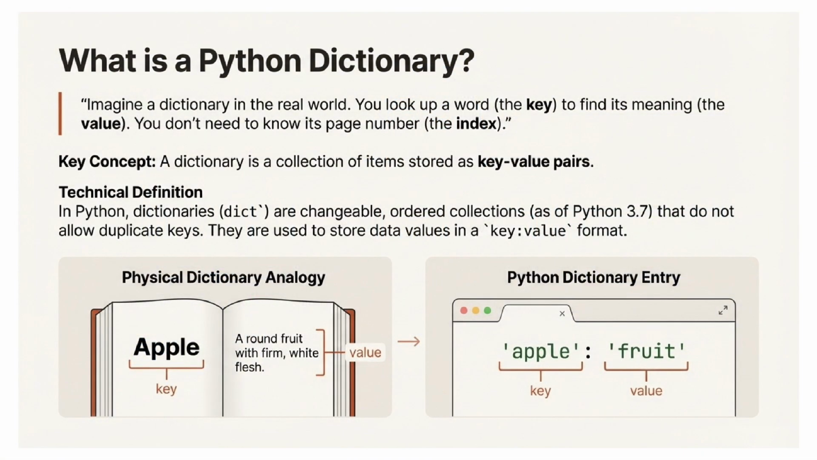Technically, Python dictionaries are mutable, ordered collections that do not allow duplicate keys. This makes them ideal for representing real-world relationships such as names and ages, product IDs and prices, or configuration settings. Understanding this concept is essential because dictionary comprehension builds directly on how dictionaries store and retrieve data. Once you are comfortable with keys and values, everything else becomes much easier.